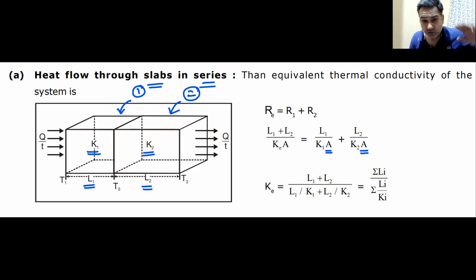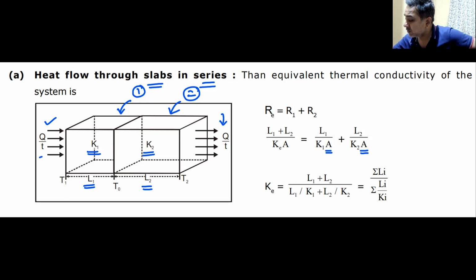Now, when these slabs are in series, the same heat current will flow through them. dq by dt, they have written it as q by t. Same heat current flows through both. Do we see the same heat current flowing through the slabs?